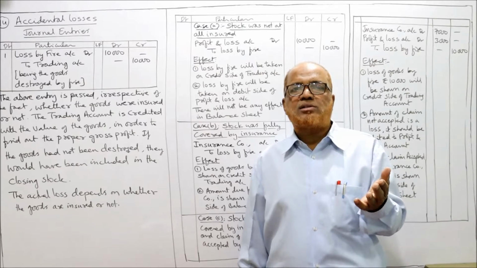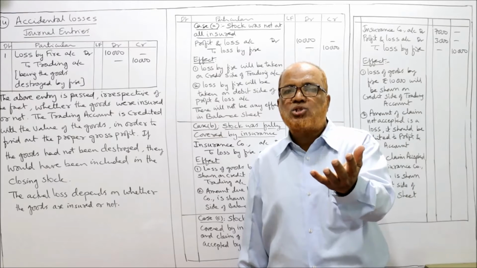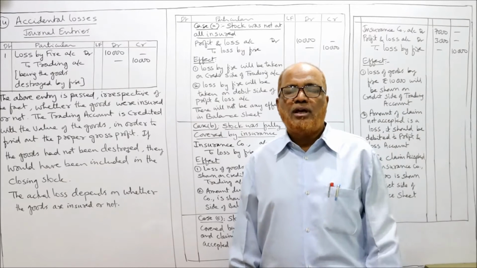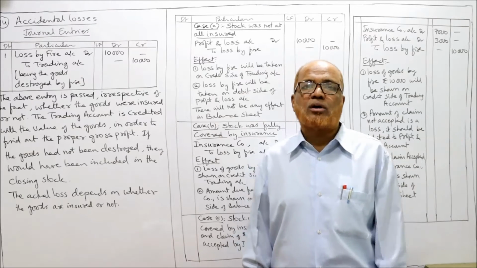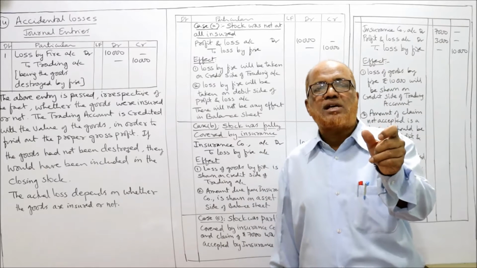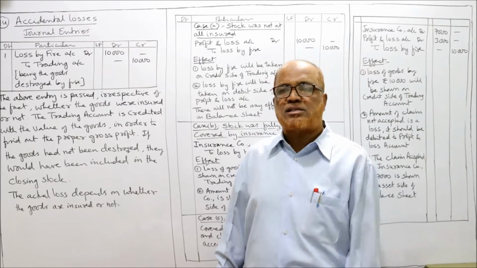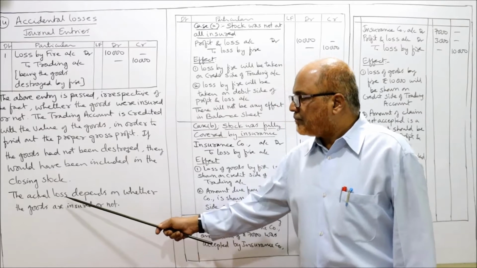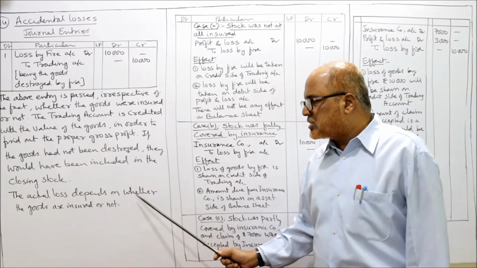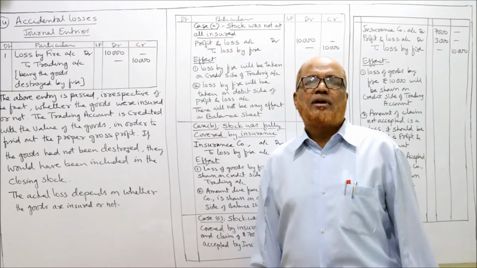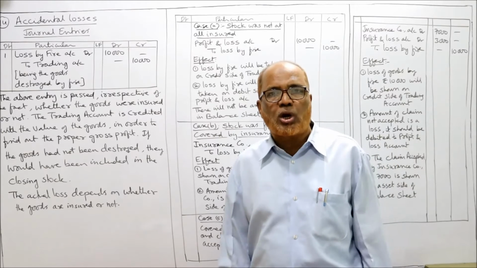Because it is an abnormal loss, an accidental loss. If there is no such loss, then this stock would have been there in the closing stock. If there was no fire, then this stock would have been in the closing stock. So closing stock, we take it on the credit side of trading account. So here also this loss by fire will be taken on the credit side of trading account. The actual loss depends on whether the goods are insured or not. The actual loss we have to see only after seeing whether the goods are insured or not.